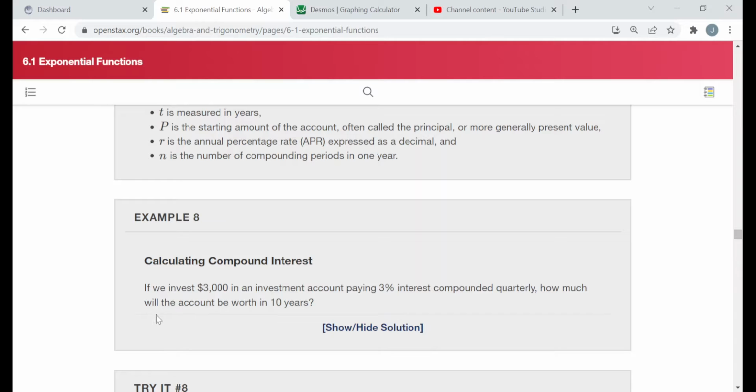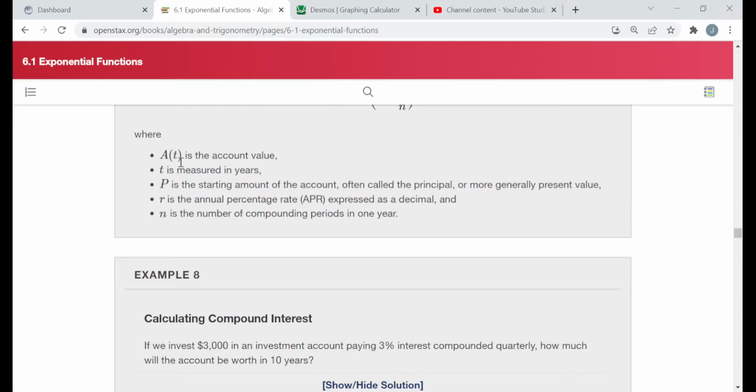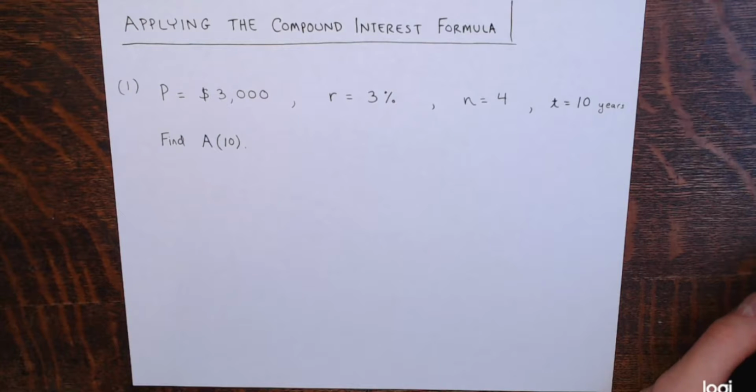How much money will the account be worth in 10 years? And 10 will be the value of T. T is 10, time in years. And we're asked basically what's A of 10, right? What's A of 10? What's the amount, the value of the account after 10 years? All right, so I have all that written out on paper here, right?